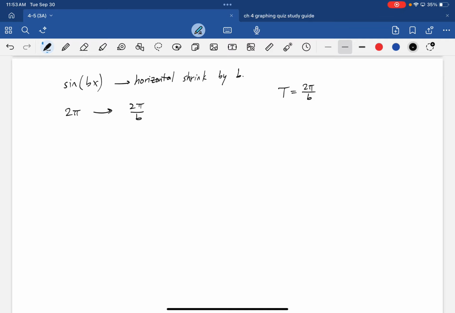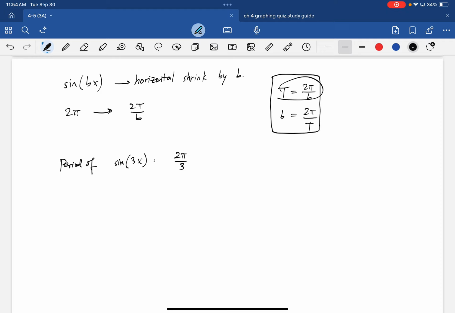Okay, period is 2 pi over b. And you can also rearrange this: b is also 2 pi over the period. So they're easy to remember. Memorize. If you were asked, what is the period of sine 3x? That'll be 2 pi over 3, because b is equal to 3. So the period is 2 pi over b.